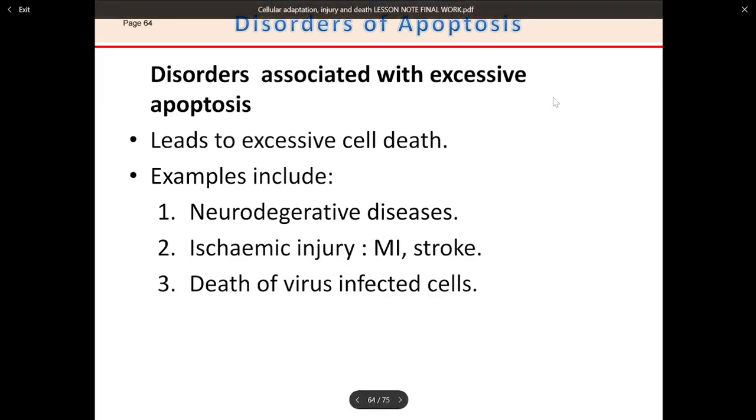Disorders associated with excessive apoptosis. That's when apoptotic processes are not regulated. It may lead to excess cell death. Examples include neurodegenerative diseases, ischemic injury, myocardial infarction, stroke, and death of virus-infected cells.